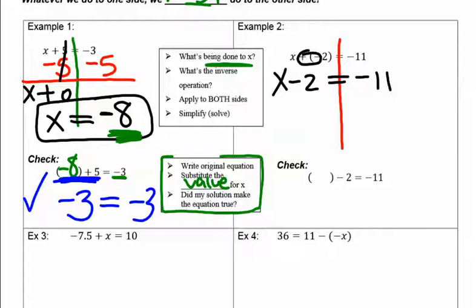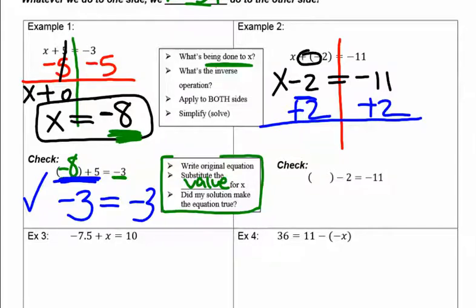So we have to look at what's being done to x. All right, we are subtracting 2. We're subtracting 2, so we have to undo minus 2. The opposite operation is going to be to add 2. So we're going to add 2 to both sides.